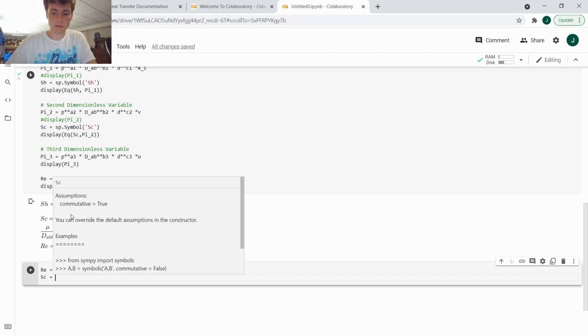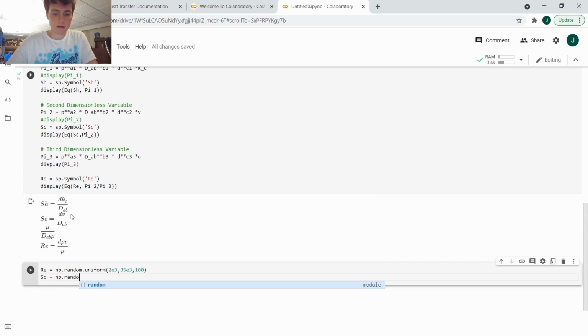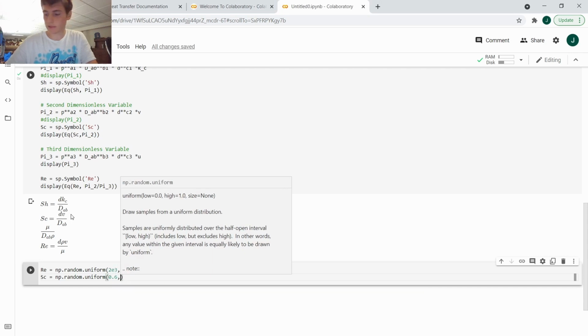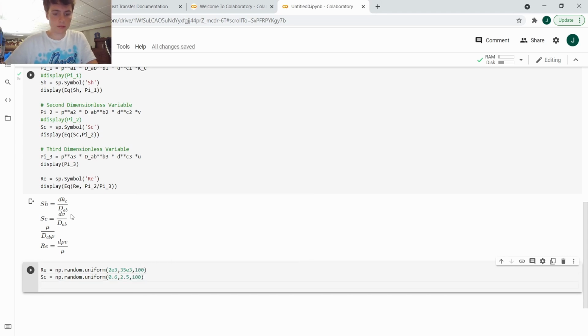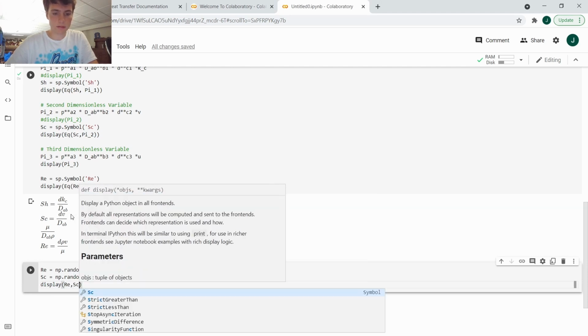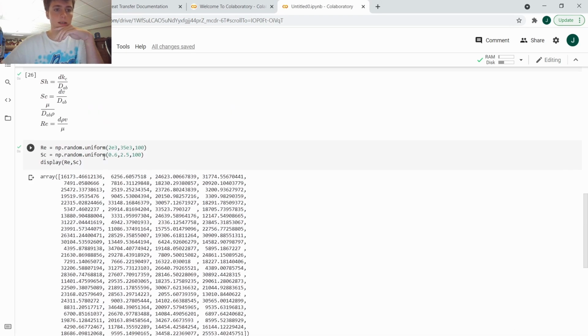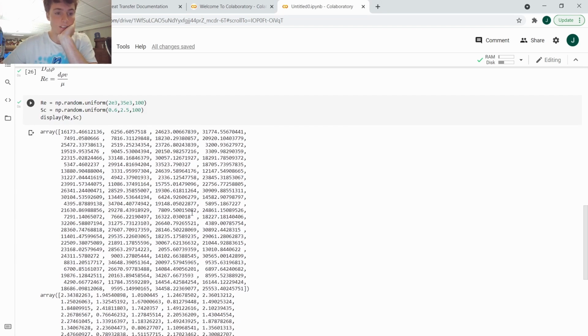And Schmidt number, we're going to use the same thing. Random dot uniform, and that went from 0.6 to 2.5. And we want 100 points. So if we just display these, we see we just get a list of 100 points where they're just random values between the lower and upper limits that we set.